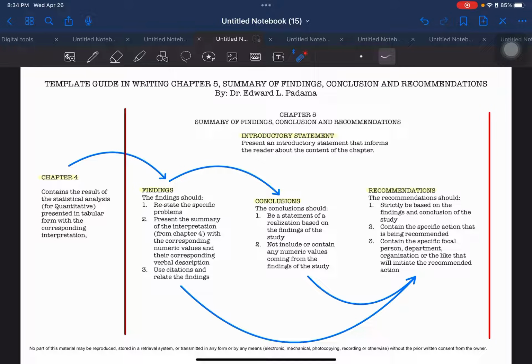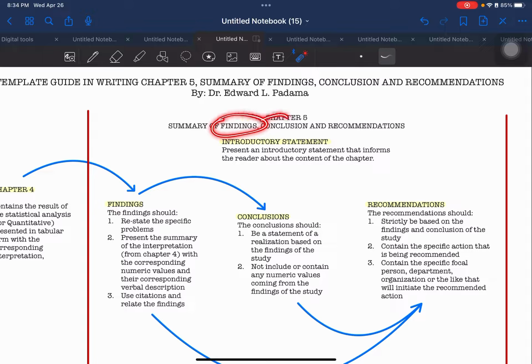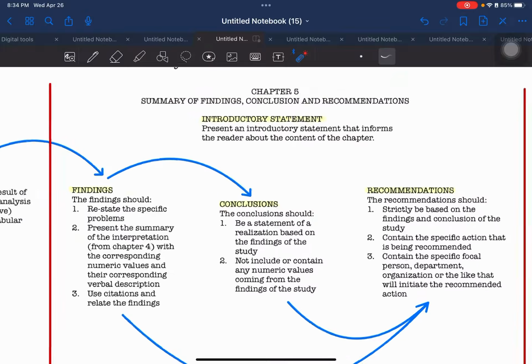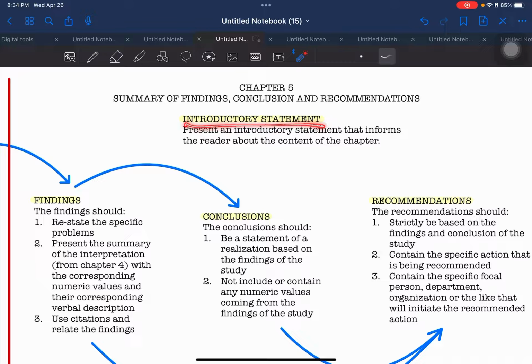Chapter 5 is basically divided into 3 parts, and these are the findings, conclusion, and recommendation. But in your manuscript, you should start chapter 5 with what we call the introductory statement. The introductory statement is the simplest part of chapter 5, or any chapter for that matter. This just simply means that you need to present an introductory statement that informs the reader about the content of the chapter.